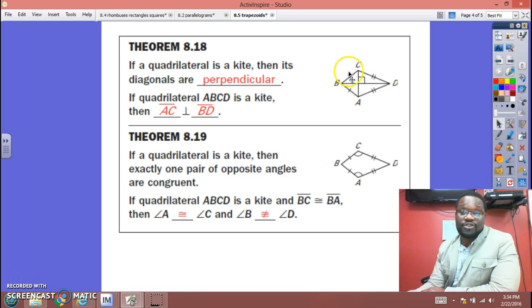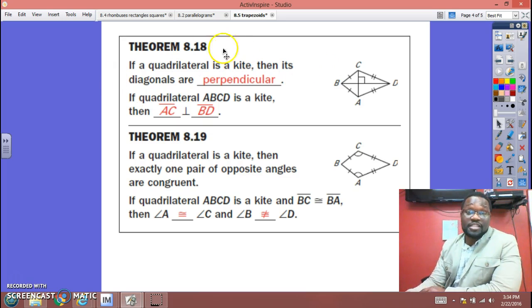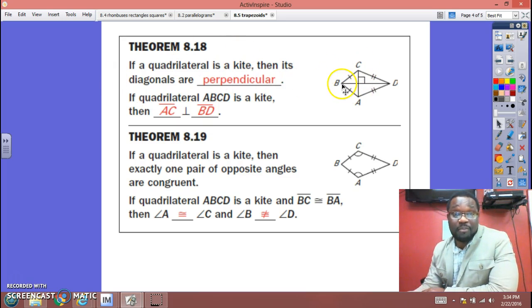But opposite segments are not congruent. Opposite means they don't share a vertex. So CD and BA don't share a vertex. They're not congruent. AD and BC don't share a vertex, so they're not congruent. All right. But anyway, this particular theorem is talking about the diagonals making a perpendicular intersection here.